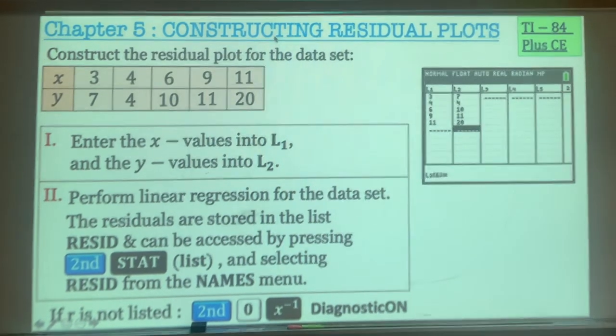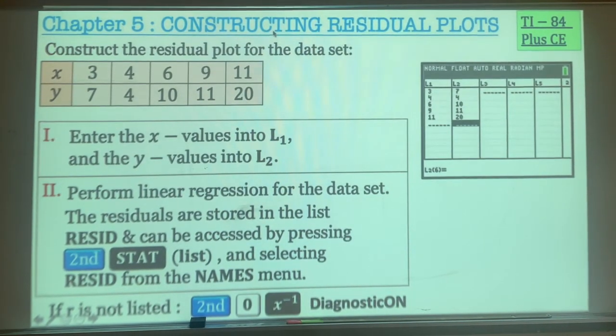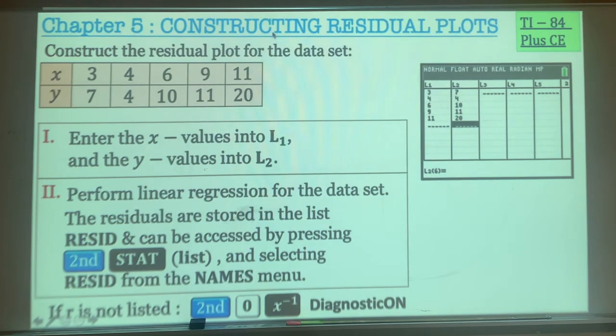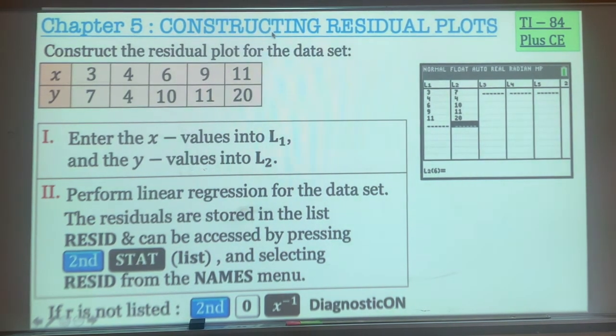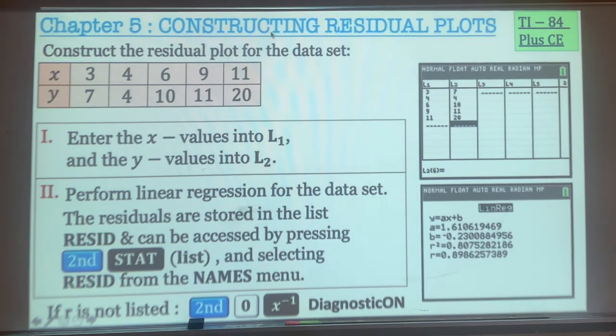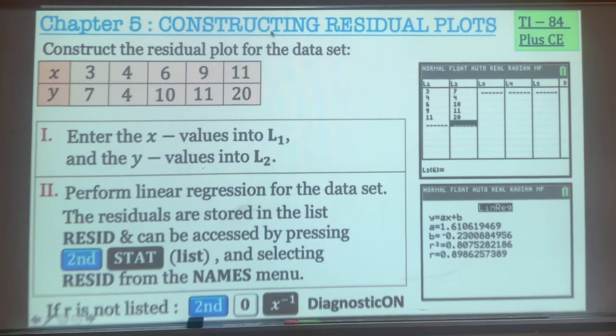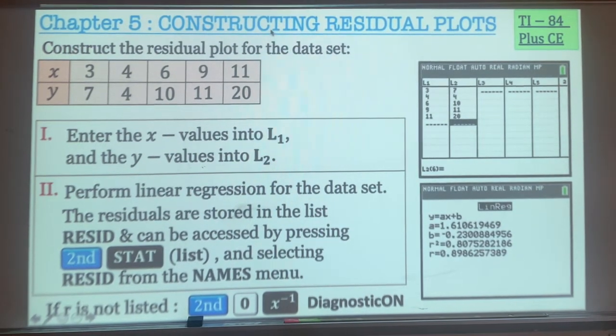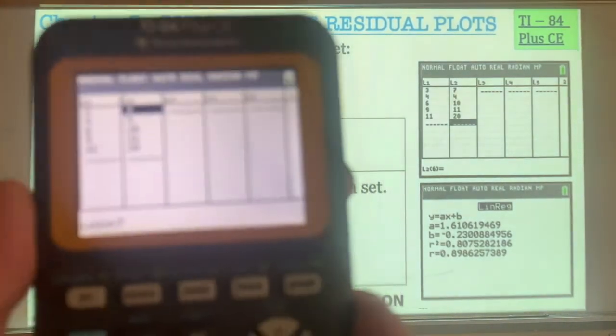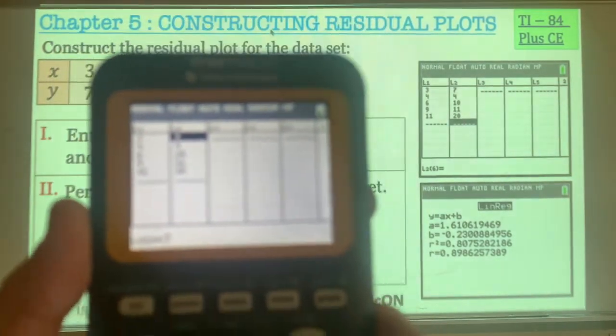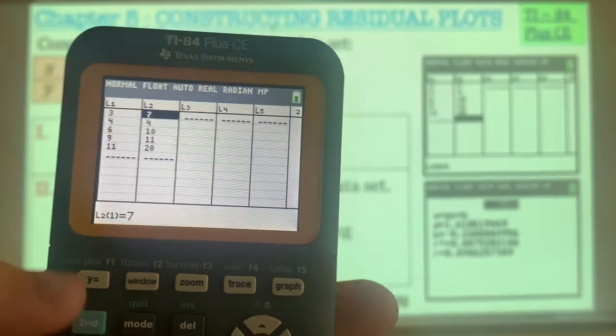What I'm going to do is find the residuals. They are stored in the list resid and can be accessed by pressing the second stat list and selecting resid from the names menu. What in the world does that mean? So that means I go into my calculator. I wish someone used to do this for me. I used to find this on my own.